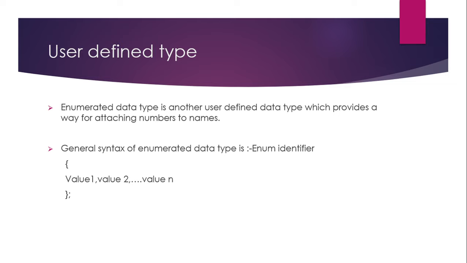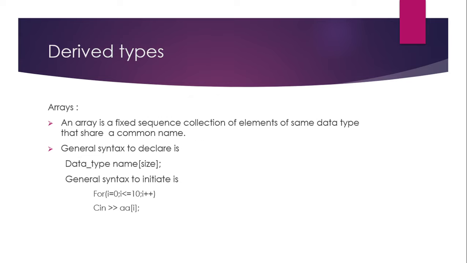Next is the enumerator data type. In this enumerator data type structure, it has dissimilar data types. Like structures, in enumerator data types we can attach numbers to the names. We can add the names as characters and attach numbers to them. The general syntax will be enum identifier, value 1, value 2, and n number of values can be used.